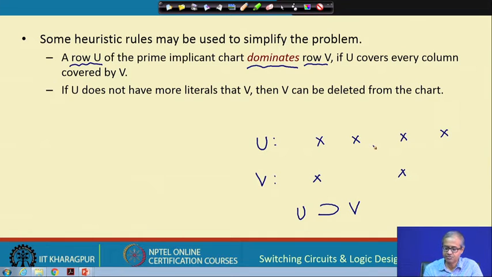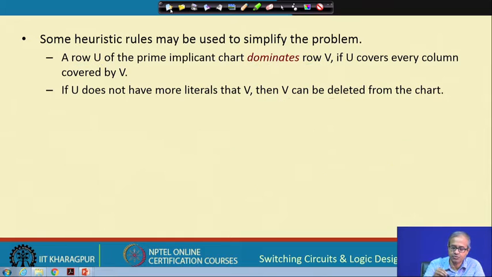So, in such case what you do? You can delete V from the chart, because the idea is if we select U, these two columns automatically will get selected. So, we do not need to keep V. So, V can be deleted from the chart. This is row domination rule.